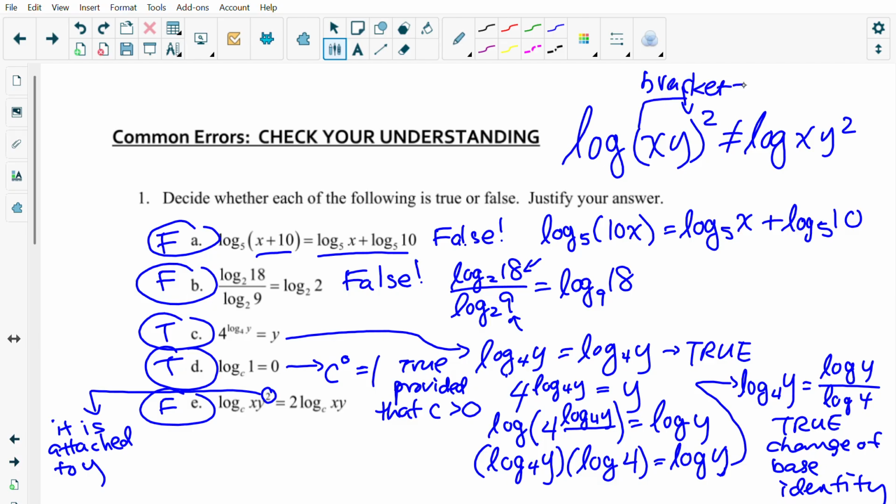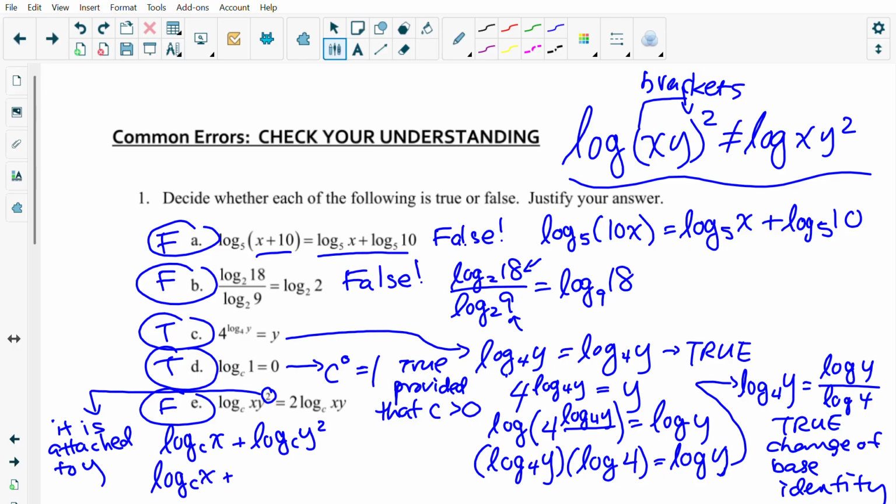So be super careful when we're thinking about this, okay? So I don't have brackets. So what should this look like? So this is false, right? What should this look like? If I do this correctly, I can split it up using the product law, like that. And this is how it looks when I write it in single logarithms in simplest form. That's what happens to the 2 here.